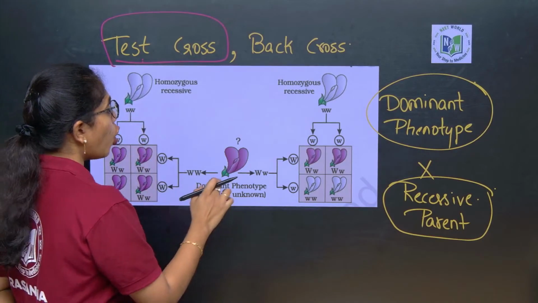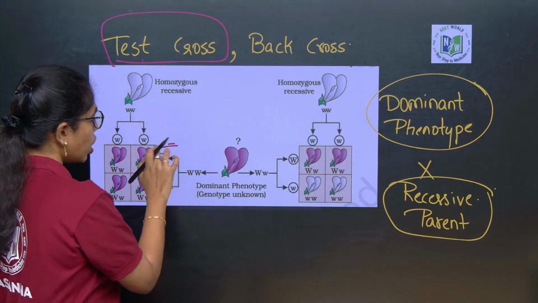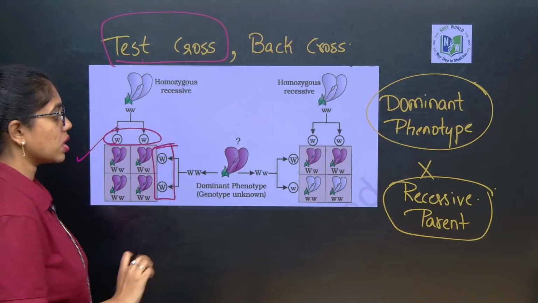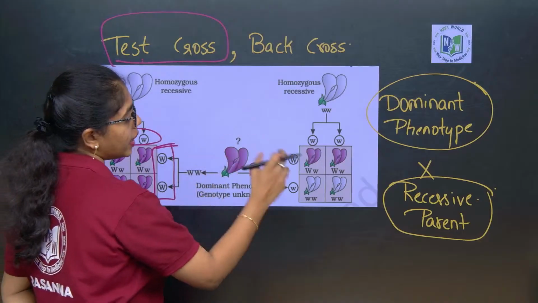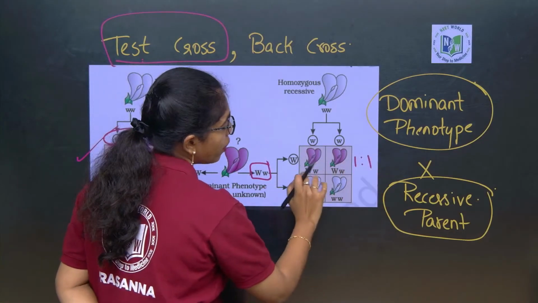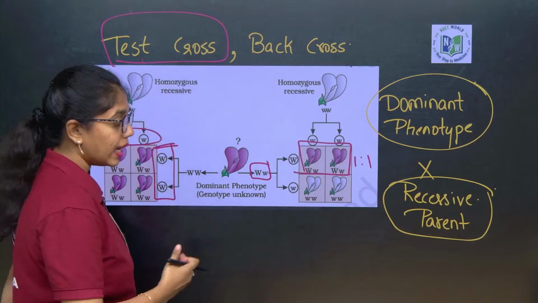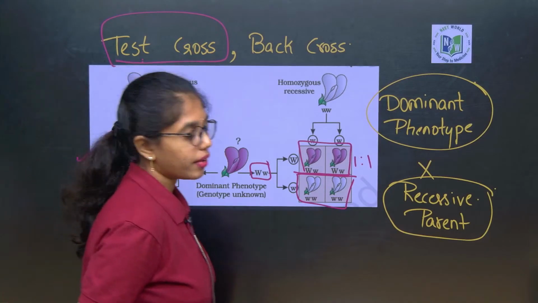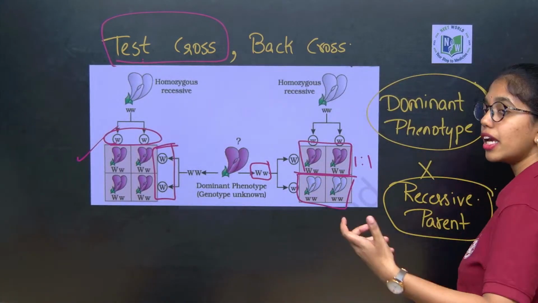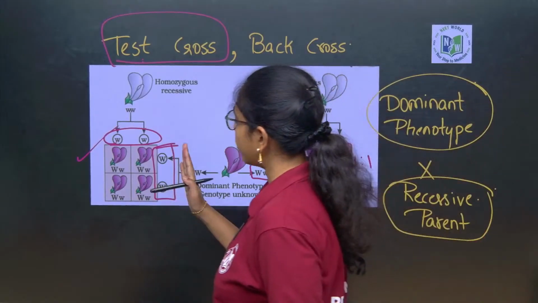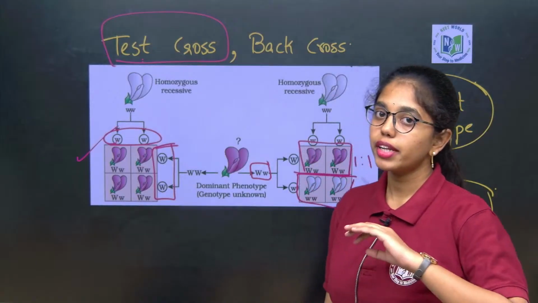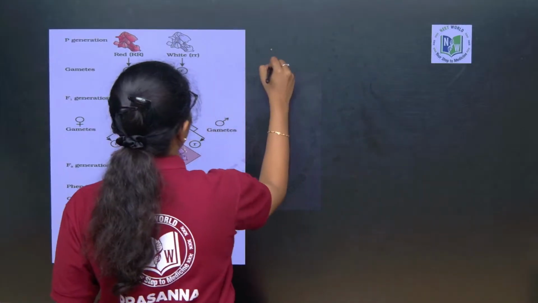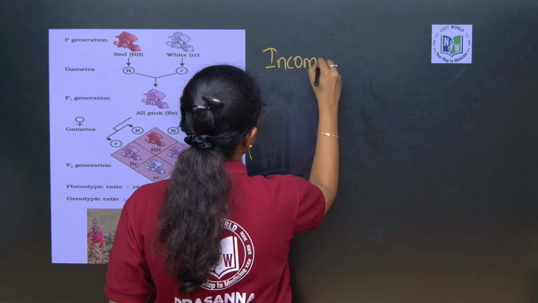If it is homozygous dominant, crossing it with the recessive parent will give you all violet flowers. If it is heterozygous dominant, then it will give you a 1:1 ratio, where half of the flowers will be violet and half will be white. So you get a 1:1 ratio if the F1 generation is heterozygous dominant. If the F1 generation is homozygous dominant, you will get all violet flowers. And then if you look into incomplete dominance.